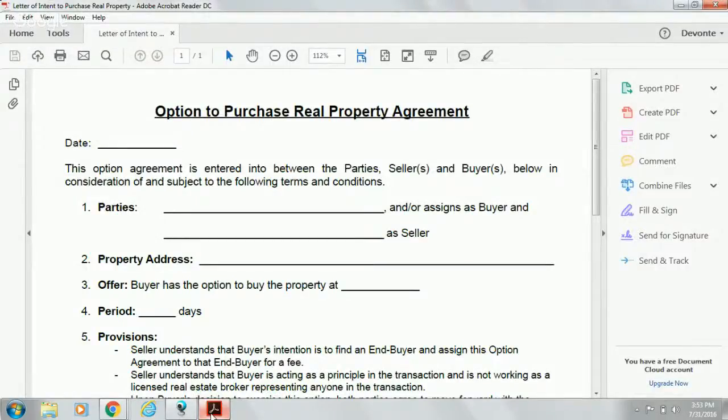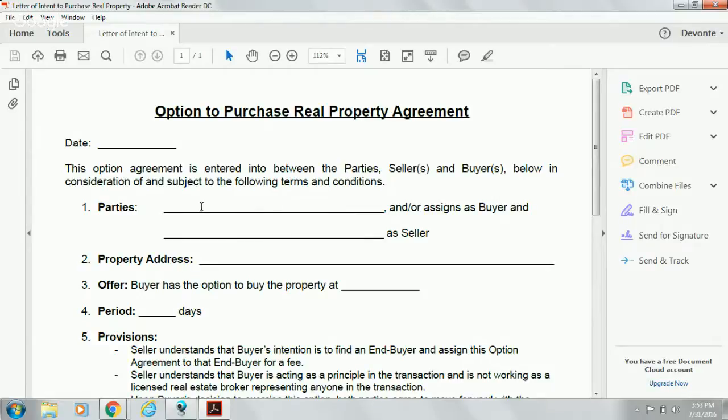So this video is going to be called Option to Purchase Real Property Agreement. What contract do I use? So this option agreement is entered in between parties, sellers and buyers below, and the consideration is subject to the following terms and conditions. Now I use this option to purchase on hundreds and hundreds of deals that I do because I can use it either for a lease purchase or I can use it for an all cash out deal or a finance deal. And I'll get into that right now.